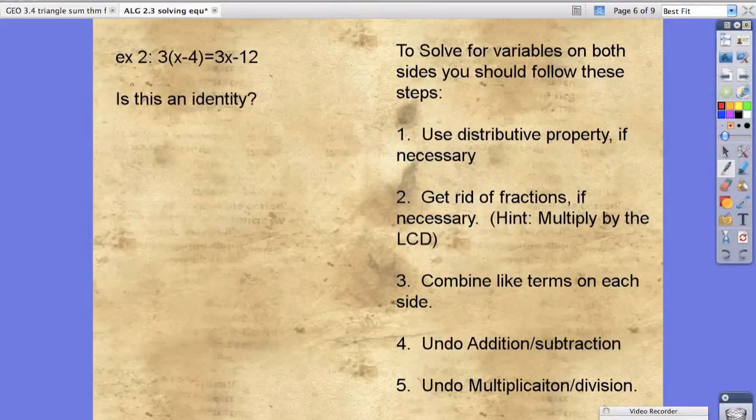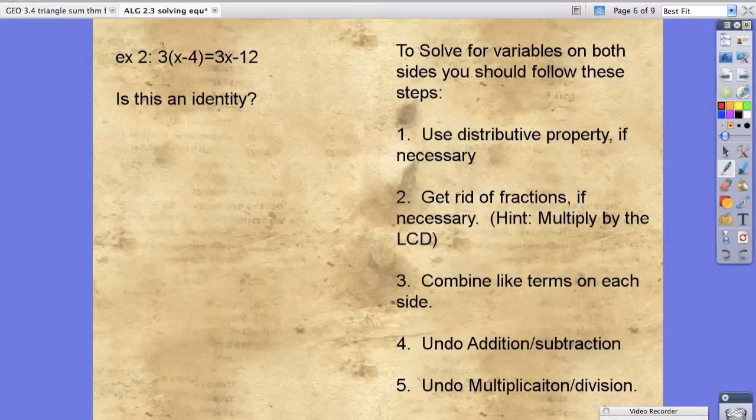So sometimes you'll be asked the question, is this an identity? And the way we determine if it's an identity is to figure out if the left side and the right side of the equation are equal to one another. So again, we're going to stick to the steps. So step 1 says use the distributive property if necessary.